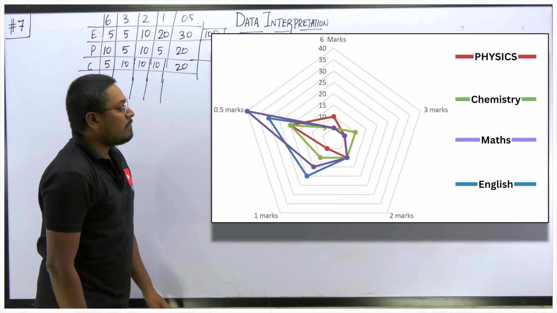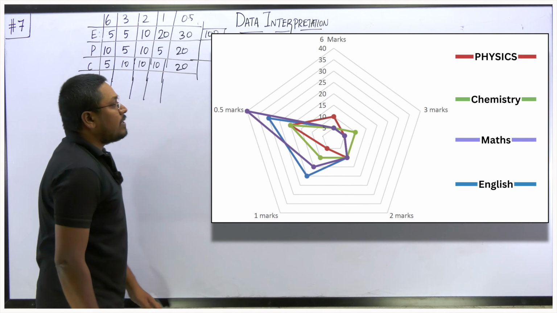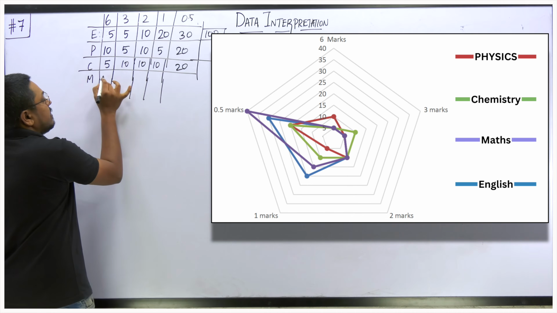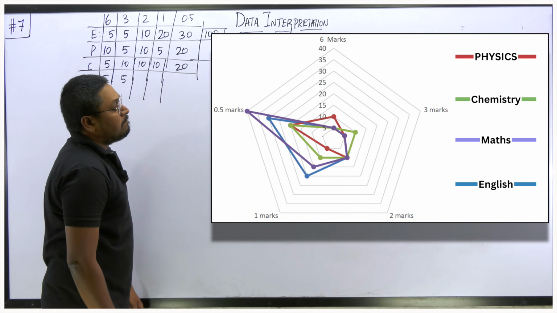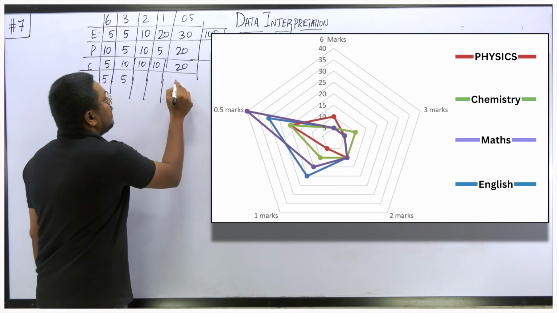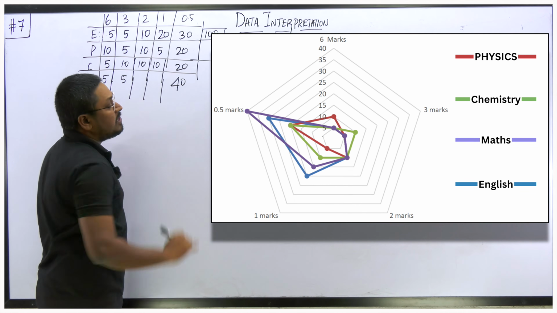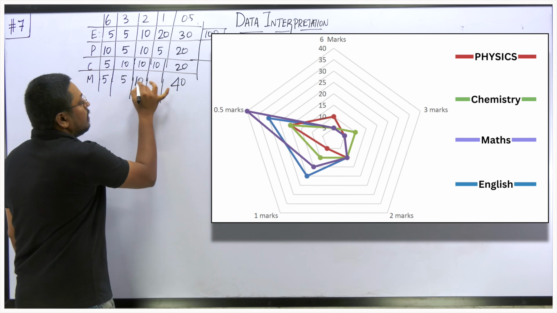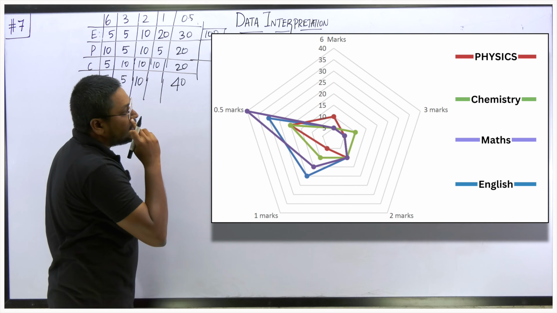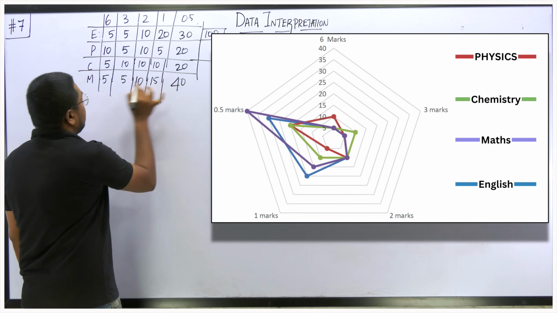So next will be mathematics. So mathematics, 2 points are in the fifth line, that is first pentagon itself. So 5 question, 5 question. And last point 40. So 40 question were asked from 0.5. So 10 here. 1 mark question. There are 15 questions.